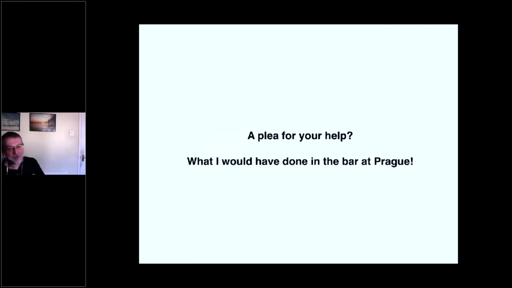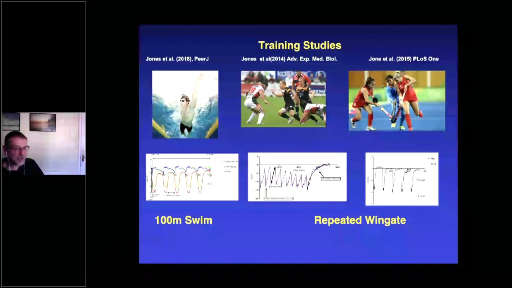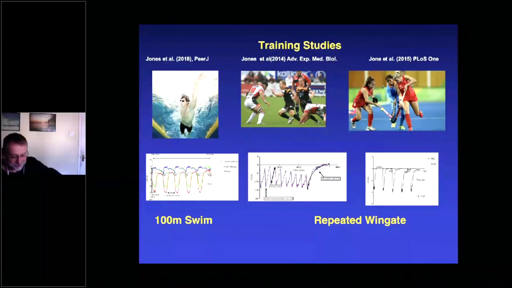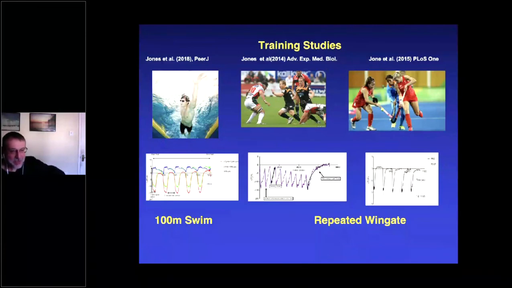So finally, I want to make a plea for your help. This is what I would have done in a bar in Prague. I've been to Prague, so unlike some of you, I guess I've got the benefit of at least knowing where this meeting would have been, and how much fun it would have been there. As Roger says, it'd be really good to get face-to-face interaction. But if I had more face-to-face interaction, I'd have asked questions about your training, how it compared to mine. So I'm going to end with that, because if you can answer this in the Discord later on, I'd be pleased.